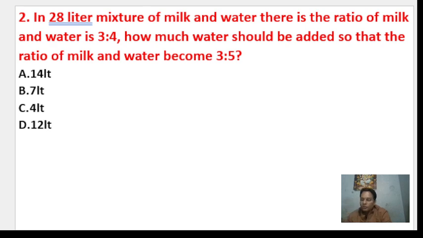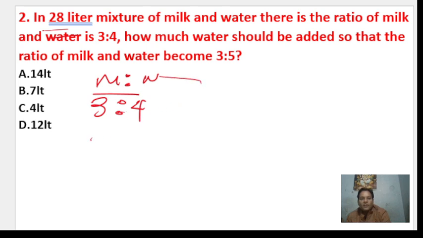Similarly, in the second question, you can see here a 28-liter mixture of milk and water. Again, the ratio of milk and water is given. It is 3:4. And he wants to add some water. We don't know how much water he should add, so he is asking you. The ratio becomes how much? This is 3:5. Okay, simple.